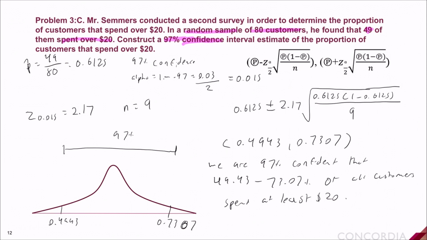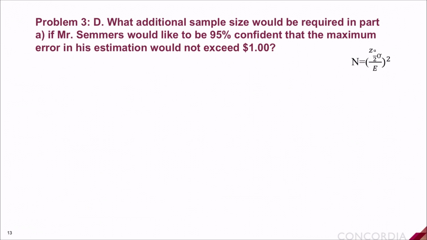Let us move on to part D. Problem 3D. What additional sample size would be required in part A if Mr. Simmers would like to be 95% confident that the maximum error in his estimate would not exceed $1? Therefore, based on the values we got previously in part A, we know that the standard deviation is equal to 6.3, and in this case they tell us they don't want the error to exceed $1, which means E is equivalent to 1.